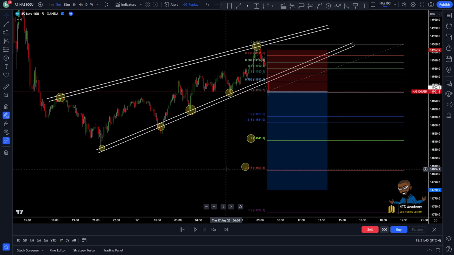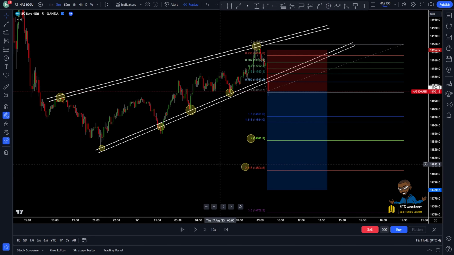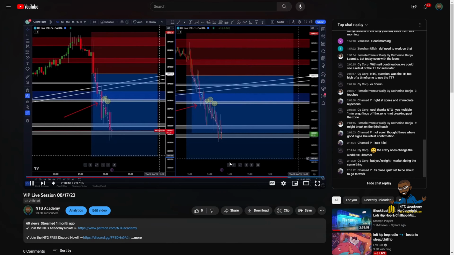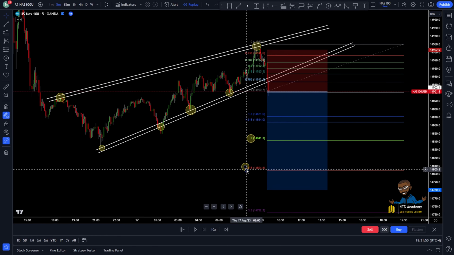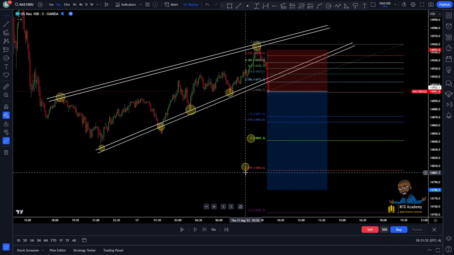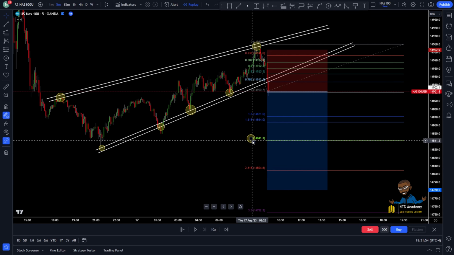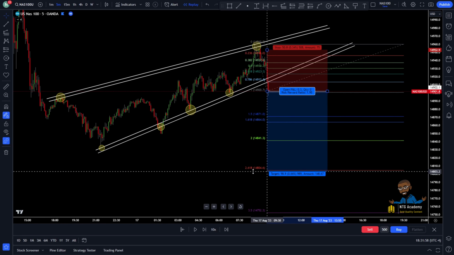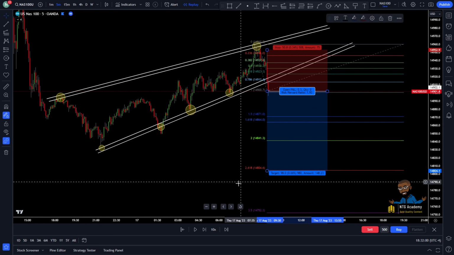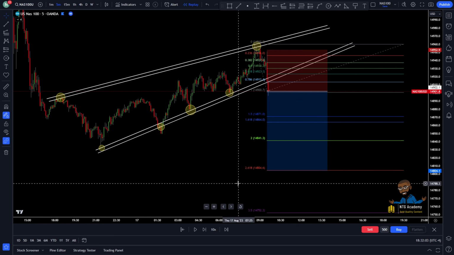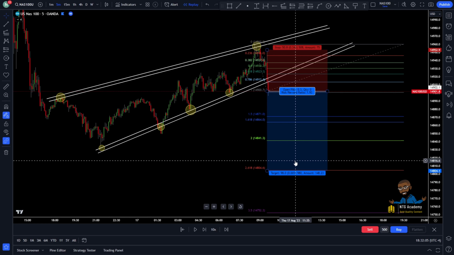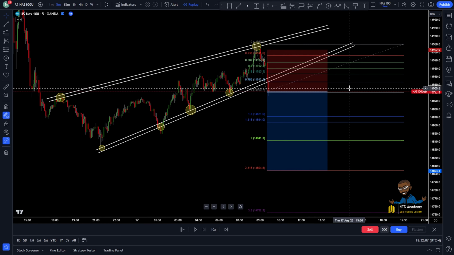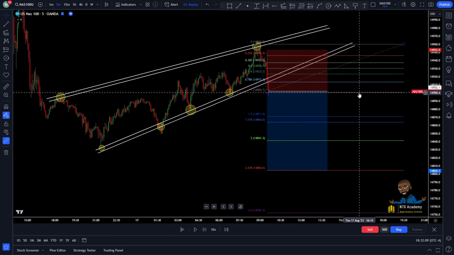Now, for this VIP trade, let me check one more time. I think it was the 813. Yes, the 813. So we went for that 2.6 TP. Normally I go for the 2, but that open session volume hit and we had some really good volume there. So we went ahead and got 100 pips here, 1,000 points. 100 pips out of the market from this very same setup.